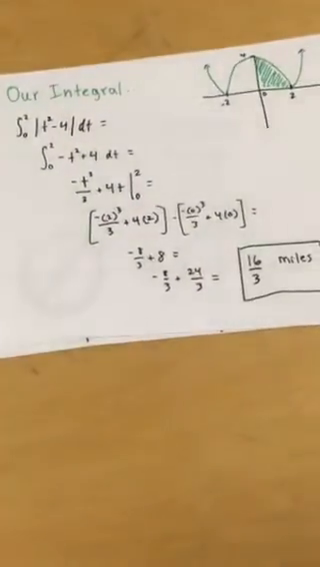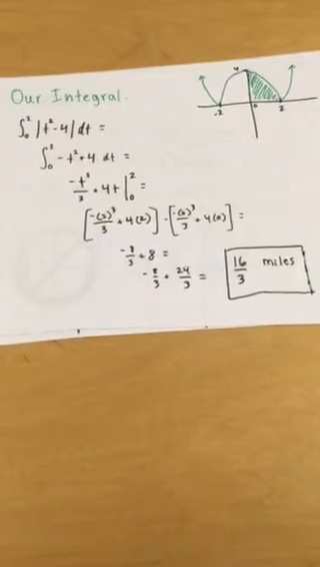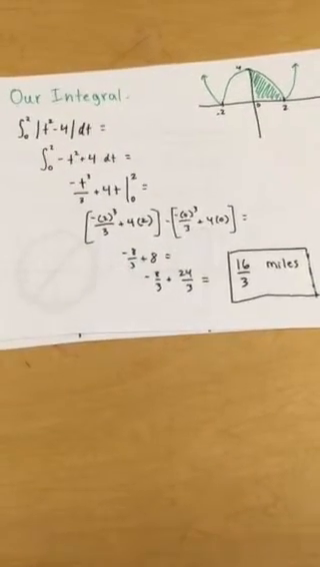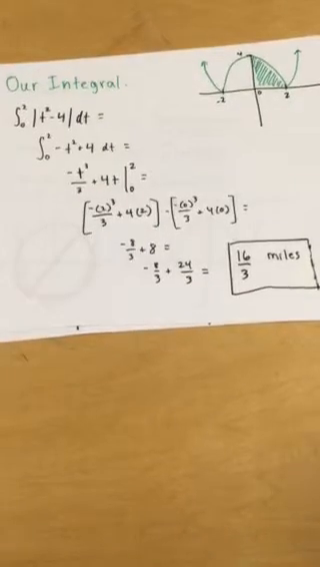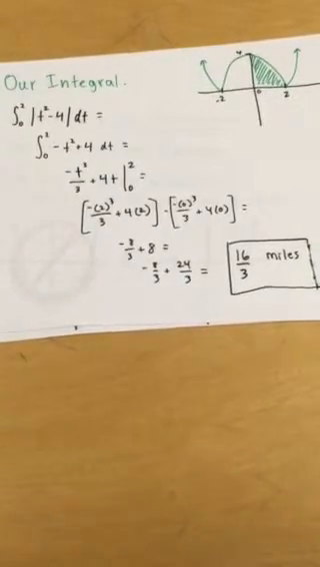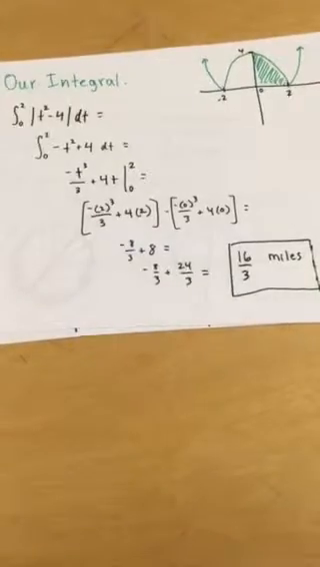So the integral used to solve this problem would be the integral from 0 to 2 of the absolute value of t squared minus 4 dt. And we solve that and we get 16 over 3 miles.